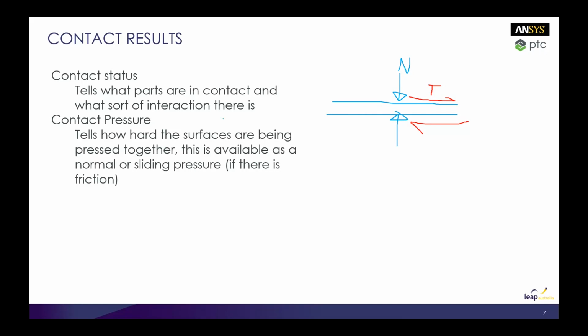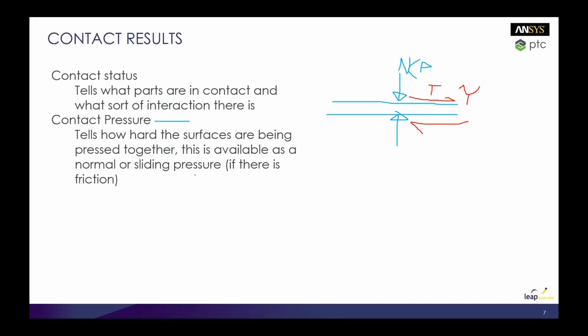Okay, so when parts are in contact, the amount of load or pressure between them is important. The contact pressure tells us how hard the surfaces are being pressed together. In the normal direction, that's essentially a force, so essentially a pressure, and in the tangential direction, that's essentially a shear pressure or a shear stress.